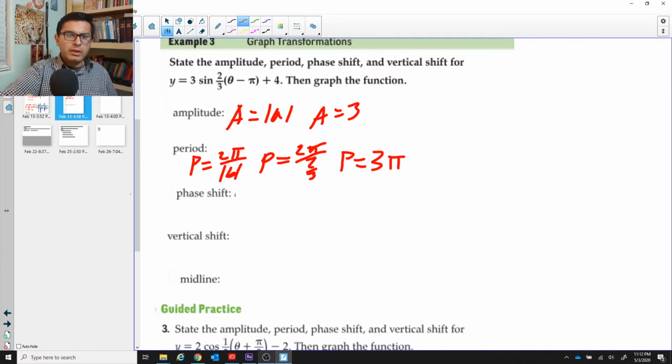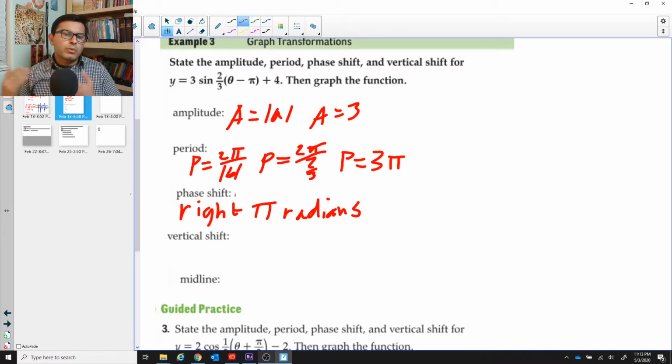Not too bad. So now we're going to use our phase shift. Now our phase shift is represented by our H value. Now remember, it's the opposite of whatever's going on. So we're going to say it's going to be going to the right pi units. Or we could also say right pi radians, which radians in this case is our unit in which we are using. The vertical shift is going to be whatever our K value is.